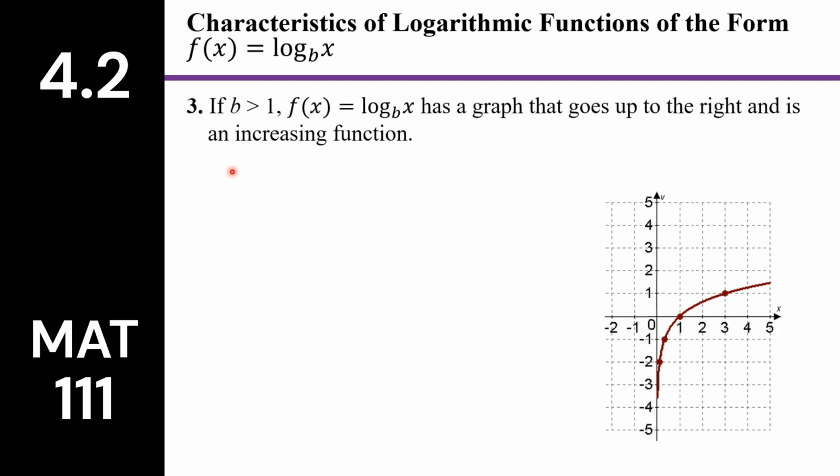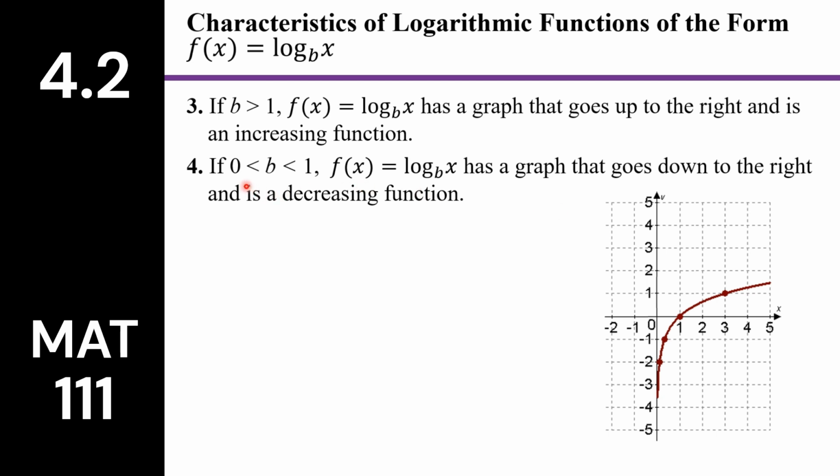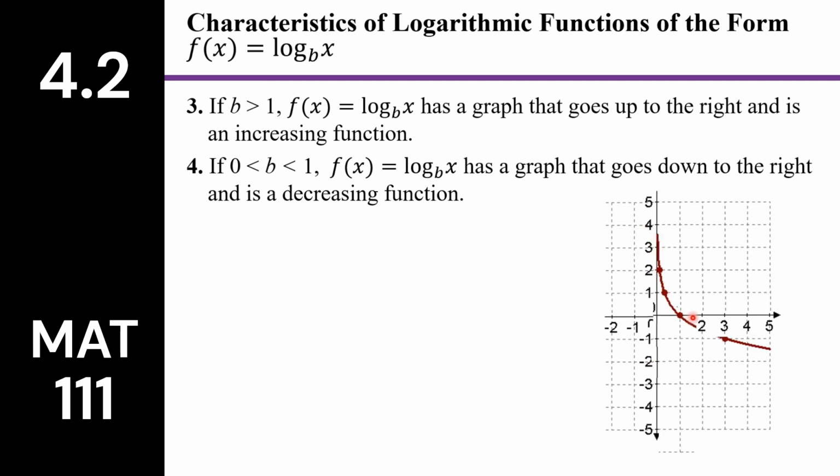The third characteristic is that if b is greater than 1, then this graph will rise as we go to the right. The fourth is that if b is between 0 and 1, then the graph will fall as we go from left to right. So it'll come down something like this.